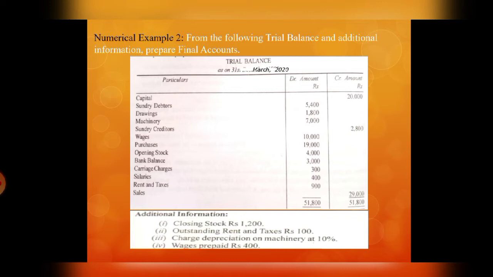Now they have given the additional information. First information is about the closing stock. It was 1,200. Then second adjustment is outstanding rent and taxes rupees 100. Third adjustment is charge depreciation on machinery at 10%. Wages prepaid rupees 400. So now from this trial balance, we need to identify which items will go to the trading profit and loss account and which ones will go to the balance sheet.